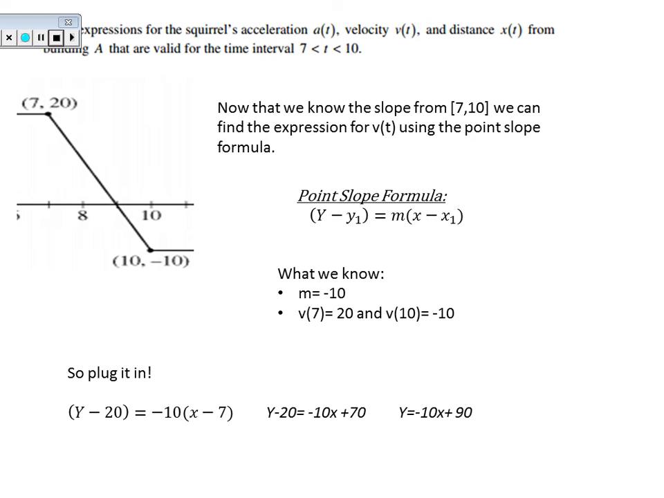And you plug it in and you get y is equal to negative 10x plus 90. So I just rewrote it as v of t is equal to 90 minus 10t. And you can write it either way, whatever helps you. But for the test response, you should write v of t because that is what the question is asking for, and you should clarify that that expression is for v of t.